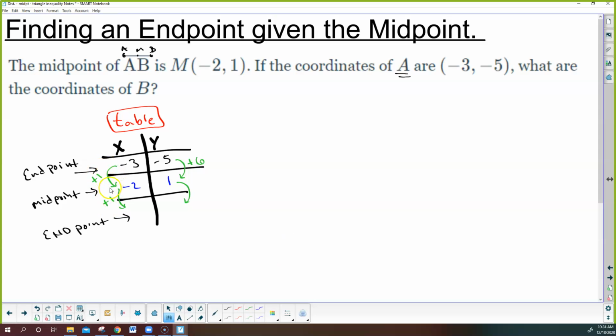And so I added 1 here, and then I added 6 here. So -2 plus 1 is -1. 1 plus 6 is 7. So then we would just say the coordinates of B are -1, 7.